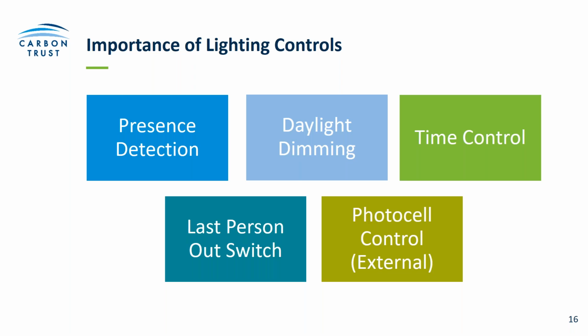Also, simple measures like a last person out switch can override any control systems, make sure that the lighting is fully switched off at the end of the working day or at the end of the working week. And for external lighting, picking up on daylight to make sure that the lighting's only coming on during the hours of darkness will also be effective. And I suppose making sure that those photocells are maintained will also be beneficial.